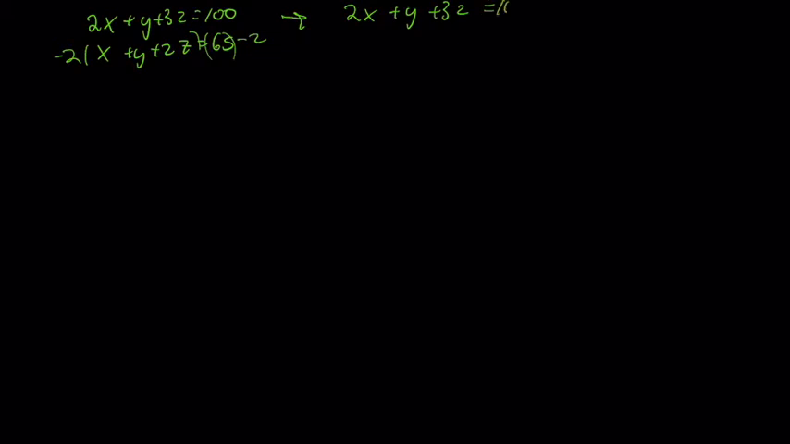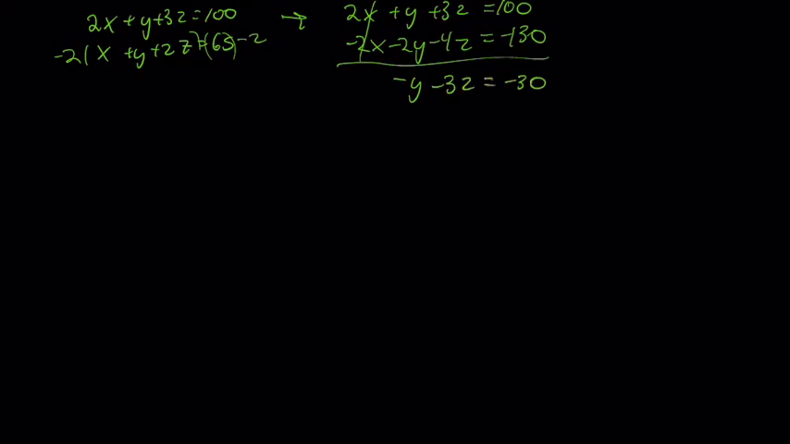So if I take my first equation, which is 2x plus y plus 3z equals 100, what would I need to multiply my working equation by in order to cancel out our x's? Well, that's going to be a negative 2. So this gives me 2x plus y plus 3z equals 100, and negative 2x minus 2y minus 4z equals negative 130. My x's cancel out. I have negative y minus 3z equals negative 30.